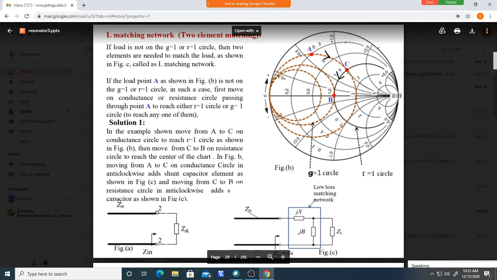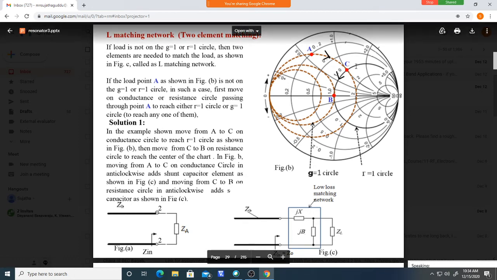From here, you should move this way, in the anti-clockwise direction. You should not move like this. From here, you cannot move like this also. If you move further here, we cannot reach this point.